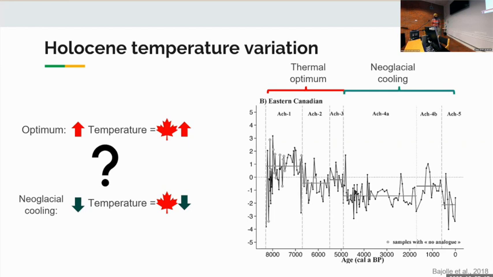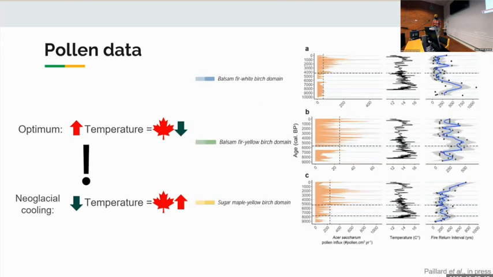So sugar maple is a temperate species. We expect it to grow better in warmer conditions, and the thermal optimum was indeed warmer. And on mesic sites found at those latitudes, fire was actually less frequent than elsewhere. So we're expecting to find higher abundance of sugar maple during the optimum and a reduction in abundance during the neoglacial cooling. However, an initial analysis of lake pollen data actually found it was quite the opposite.